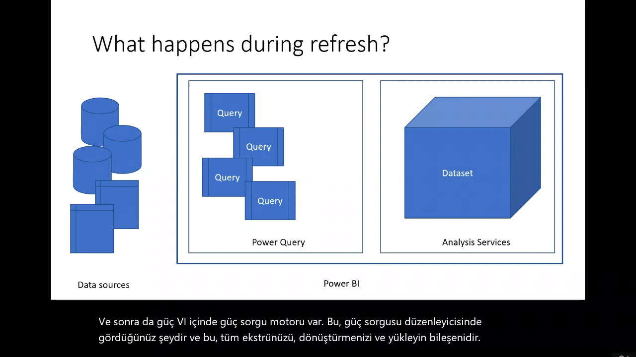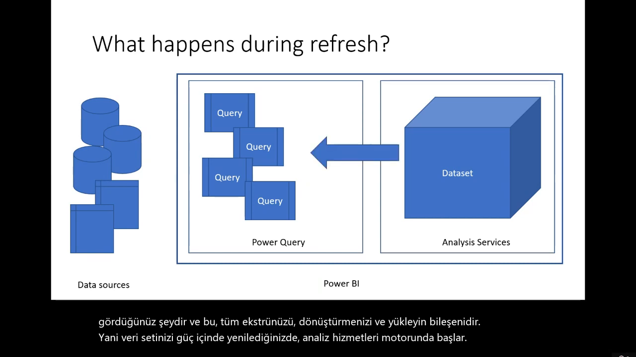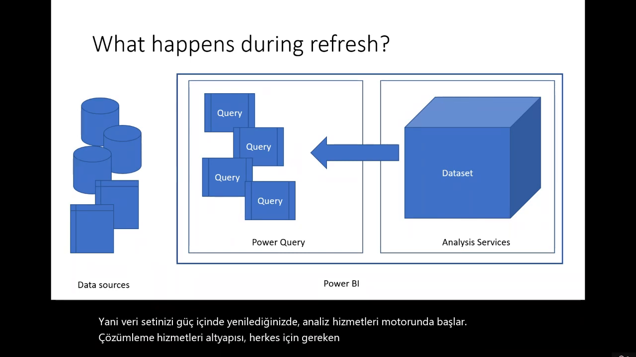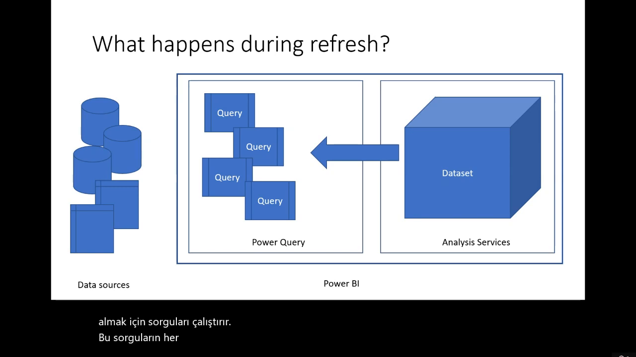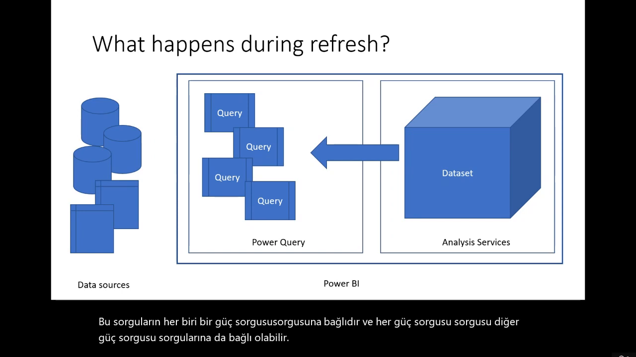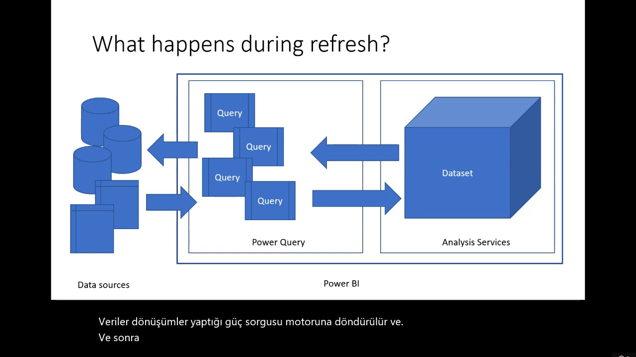So when you refresh a data set inside Power BI, what happens is that it starts off in the analysis services engine. The analysis services engine then runs queries to get the data it needs for all of the tables in the data set. Each of these queries is linked to a Power Query query, and each Power Query query might be linked to other Power Query queries as well. And the Power Query queries, in turn, go back to the data sources to get data. The data is returned to the Power Query engine, where it does transformations and so on. And then from the Power Query engine, the data goes back to the analysis services engine, where it's loaded into the data structures used by the data set.